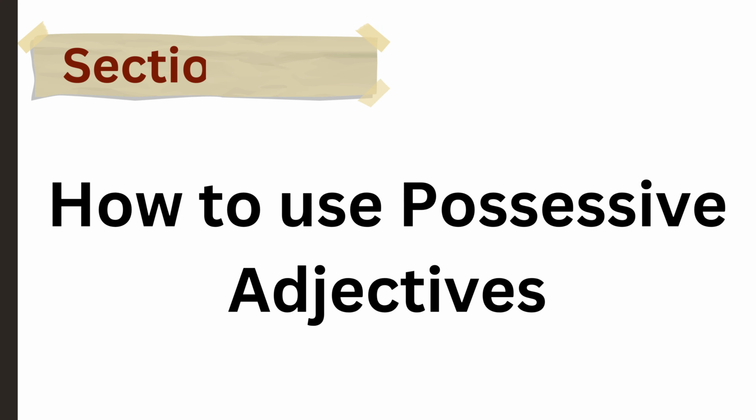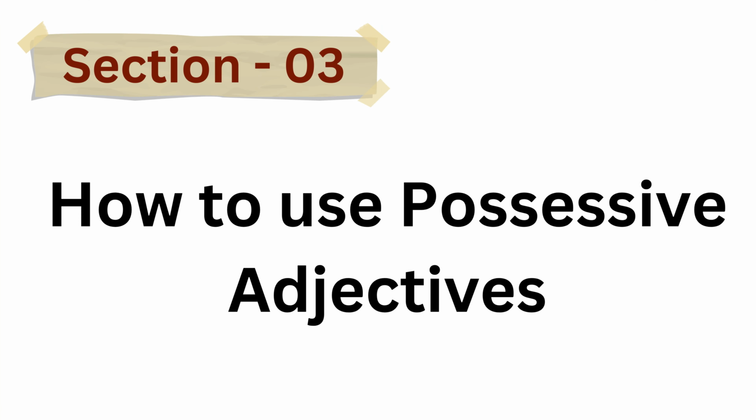Section 3. How to use possessive adjectives. Possessive adjectives always come before a noun. Remember, they modify the noun by showing ownership. Let's see some examples in sentences.